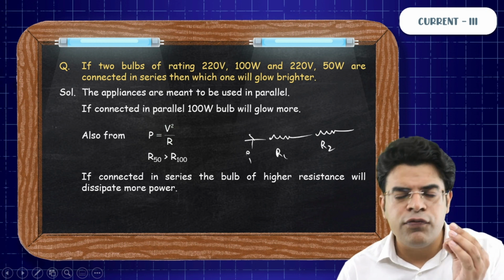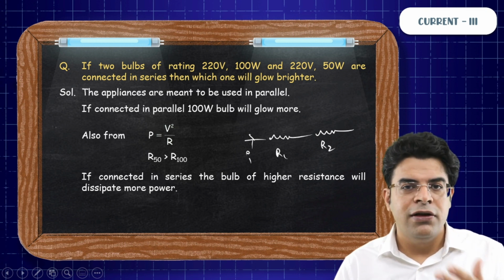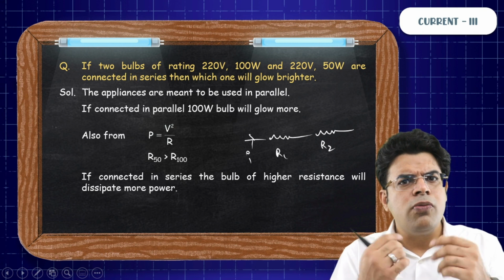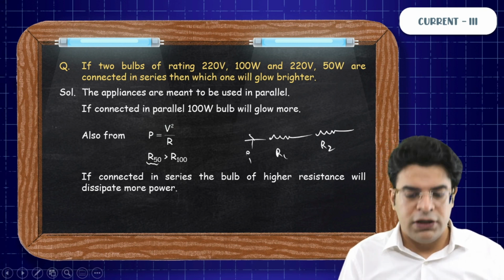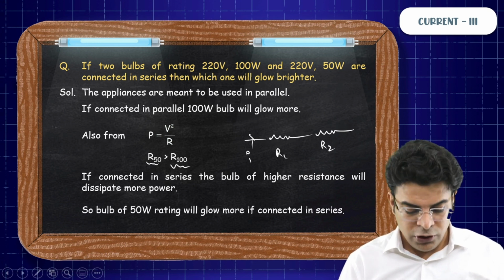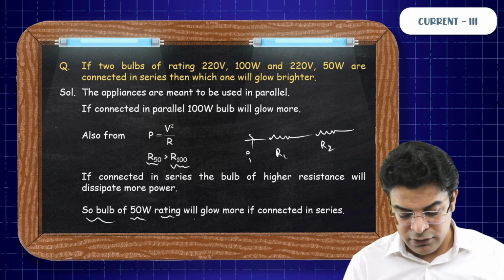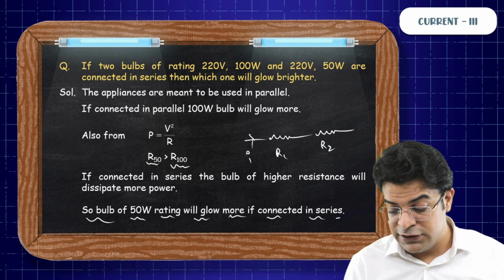And if the current flowing through both of them is going to be the same, then the higher resistance will dissipate more power. Hence, the bulb of resistance 50 ohm will dissipate more power than the bulb of resistance 100 ohm. So the bulb of 50 ohm rating will glow more if connected in series.